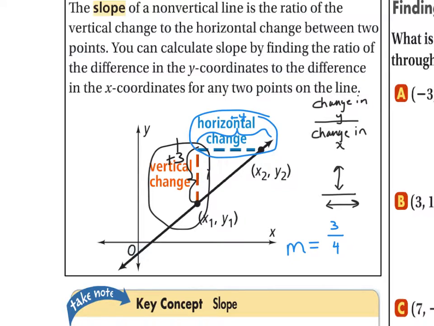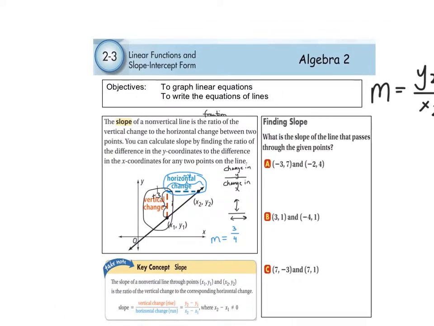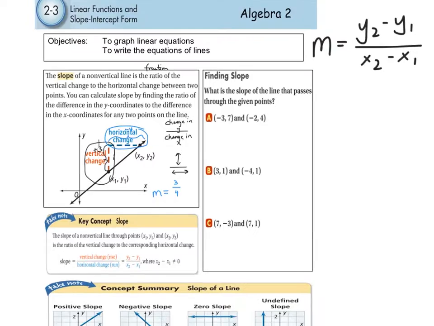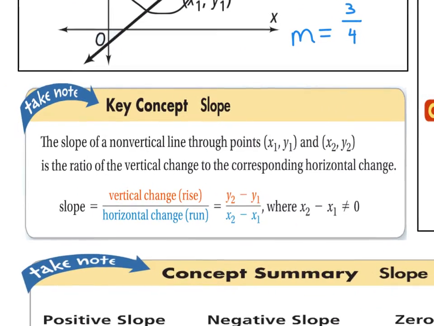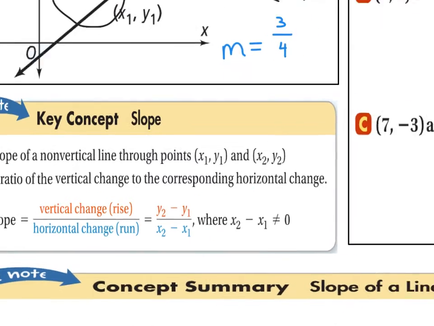Now, how would you calculate the slope if you had just a set of ordered pairs? I've written this down in your notes as well. The slope of the non-vertical line through points (x1, y1) and (x2, y2) is vertical change over horizontal change, or rise over run. You've heard that before, I'm sure. We're going to take y2 minus y1 over x2 minus x1. I'm going to have you label your points with x2, y2, and x1, y1, so all you have to do is simply substitute things in.